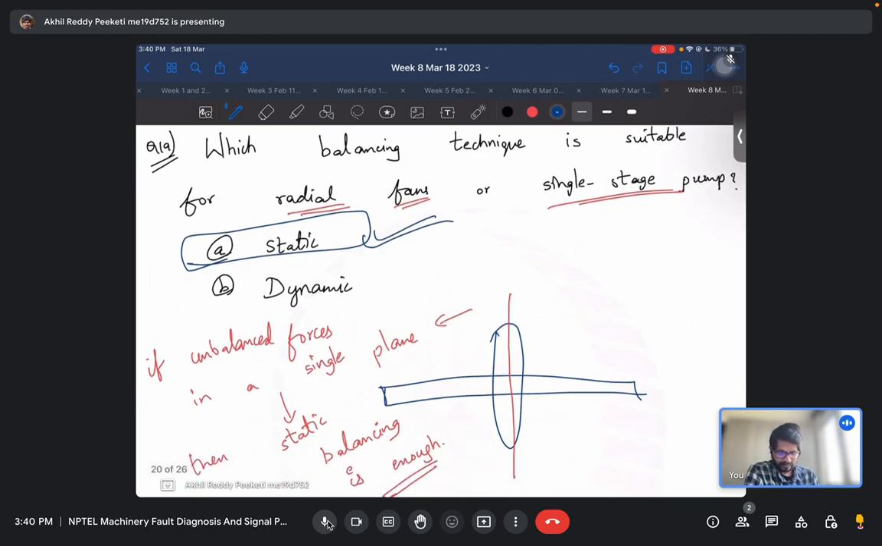So what is the balancing technique we use for radial fans or single stage pumps? It's the static balancing.